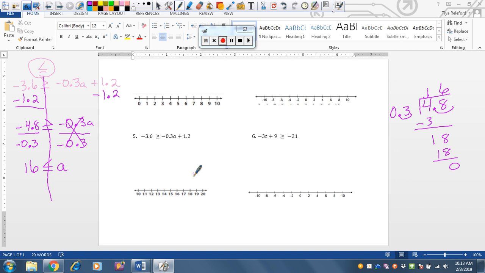Now, is my answer positive or negative? You still have to use tic-tac-toe. So I have 16, and it's filled in because of the equal sign. Now, is the alligator eating 16 or is the alligator eating A? The alligator is eating A, so that means 16 has to be our smallest number. So we're going to draw my arrow up because it could be any of these numbers. 16 is the smallest.